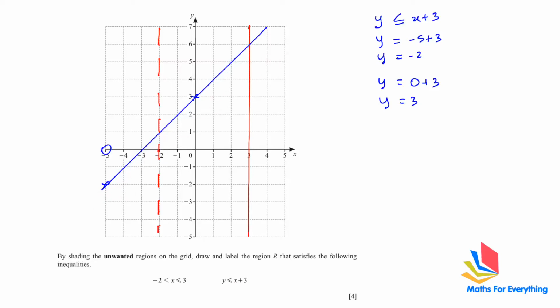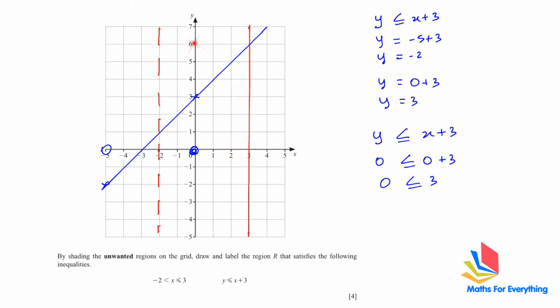We need to find the inequality. Is this the part or this the part? Choose one point. I usually prefer to choose 0 and 0 if you have it. This is our equation, correct? Y is less than or equal to x plus 3. In place of y, put 0. The reason I'm putting 0 is I've chosen this point where x is 0 and y is 0. In place of x, substitute 0. So you get 3. Is 0 less than 3? Yes, it is.